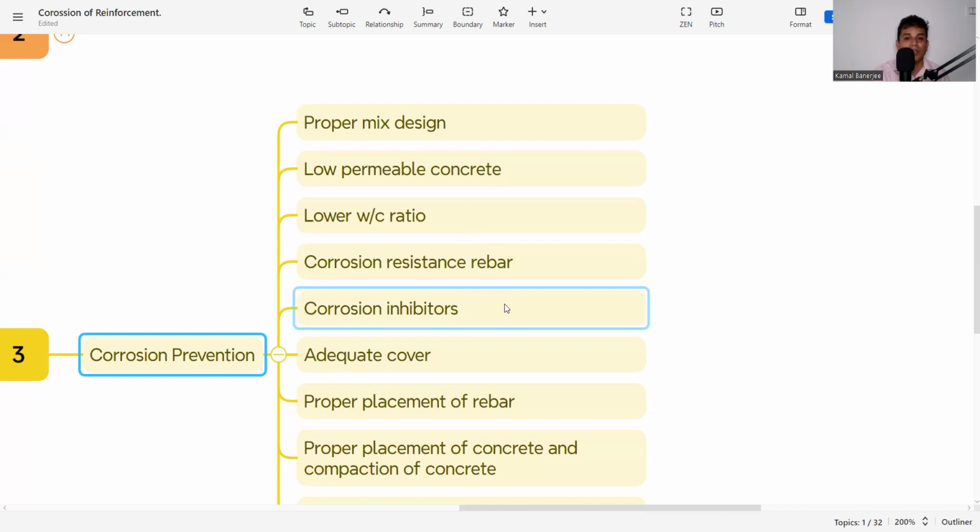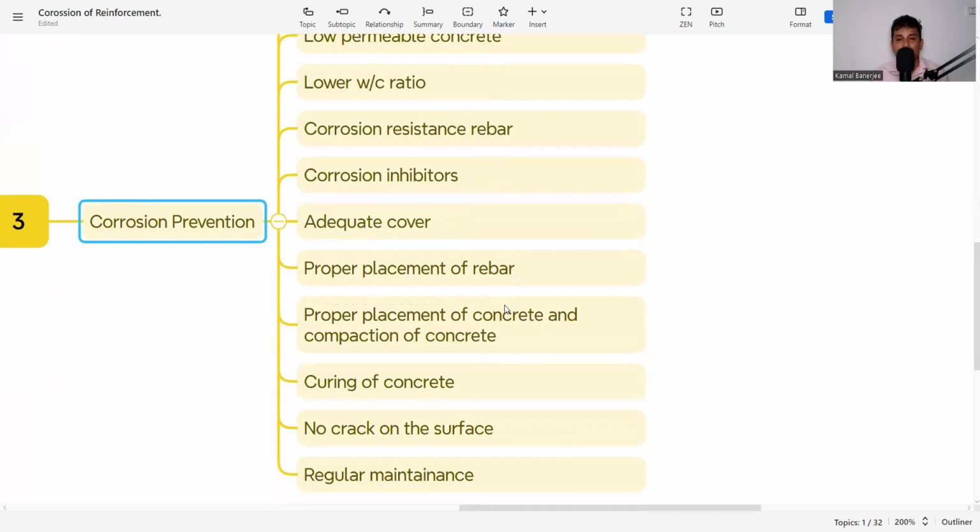Then corrosion resistance coating, that's called corrosion resistance rubber, or corrosion resistant steel, CR steel, that we are also using. Then corrosion inhibitors, that is another type of admixture we are adding inside the concrete. It helps to reduce the corrosion of the concrete.